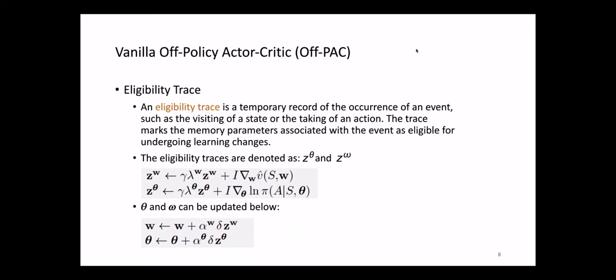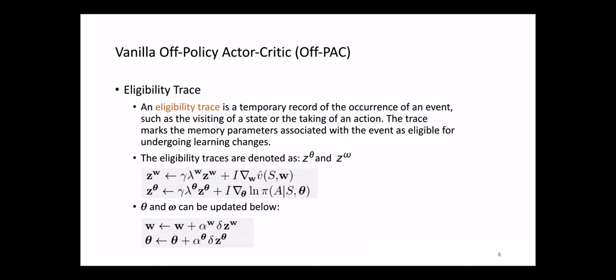Now, I will briefly introduce the eligibility trace. Eligibility trace is a temporal record of the occurrence of an event, such as the visiting of a state or the taking of an action. The trace marks the memory parameters associated with the event as eligible for undergoing learning changes. So this is why it is called eligibility trace.